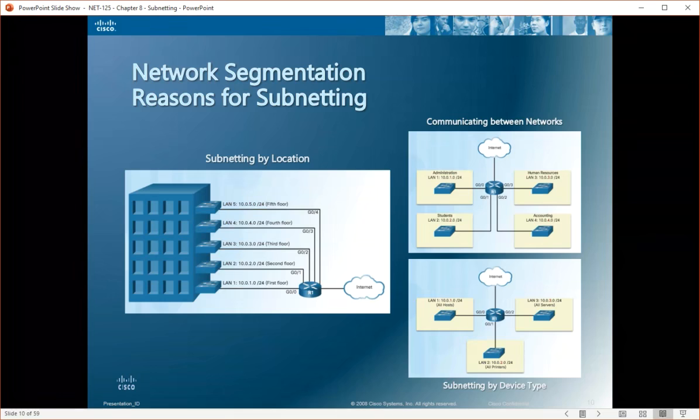Communicating between networks, just above that, we can see that there's an administration LAN, a human resources LAN, an accounting LAN, and a student LAN. So imagine that this would be on a college campus. Administration would not need to necessarily have their information immediately shareable to any of the other 3 departments, and that's the same thing for students, accounting, etc. So this just allows us to compartmentalize a little bit.